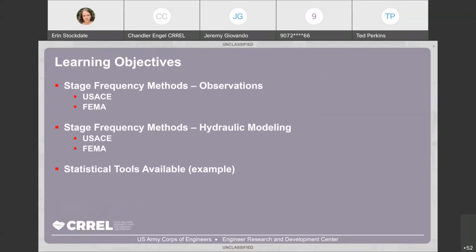Okay, so what we'd like you to get out of this particular presentation is, first, how do you approach stage frequency when you have observations? I'll give you some guidance from the Corps, and then what FEMA has available, and then what happens if you don't have observations. And in this case, if you need to use a hydraulic model, again, I'll give you some idea of how we would approach this. And then finally, I'll give you an example of statistical tools that you may be interested in. There are quite a few out there, but I'll show you what we use when we are performing these types of analysis.